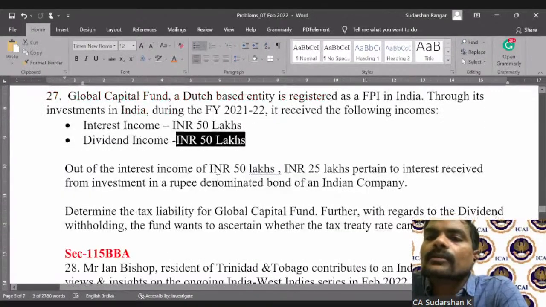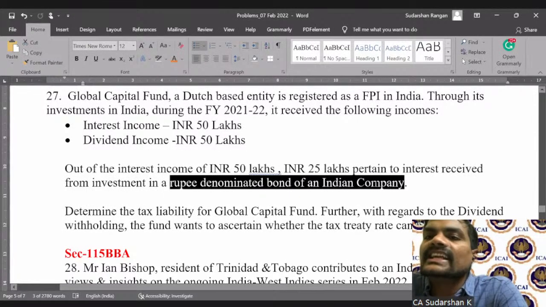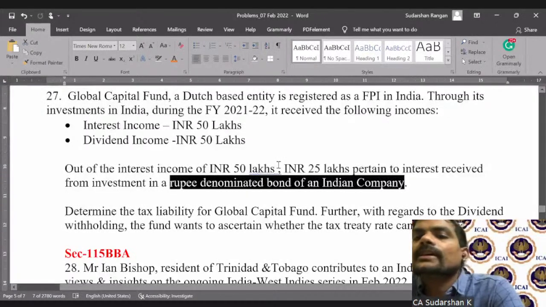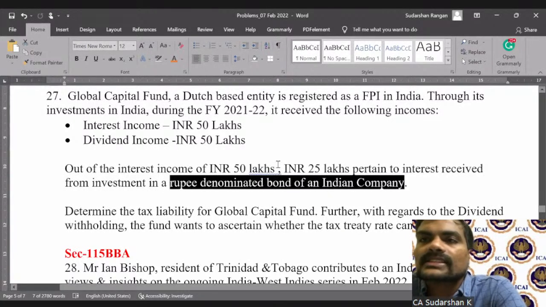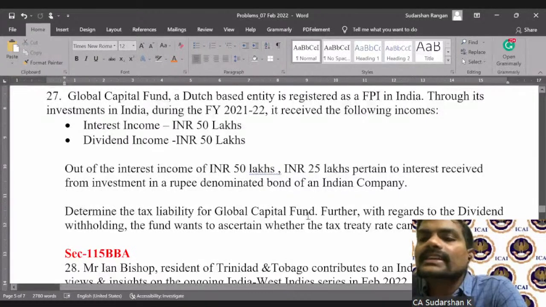Now, out of the interest income of 50 lakhs, 25 lakhs pertains to interest received from investment in a rupee denominated bond of an Indian company. This is called the famous masala bonds. Now determine the tax liability for Global Capital Fund. Further, with regards to the dividend withholding, the fund wants to ascertain whether the tax treaty rate can be availed.